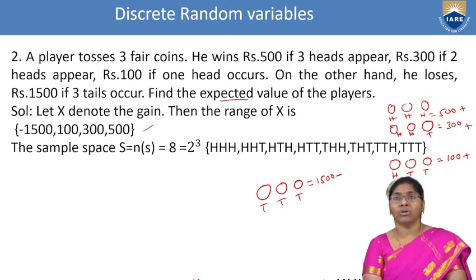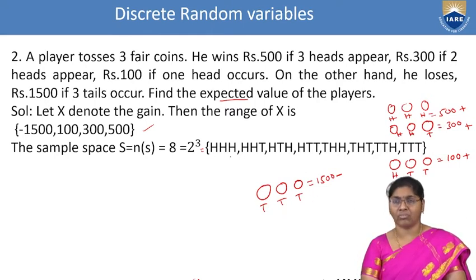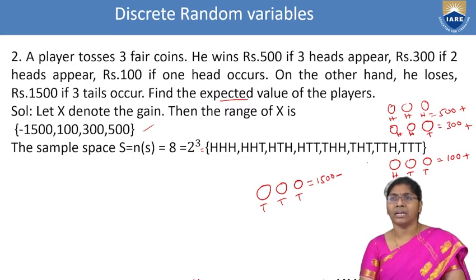Next, the sample space S, n of S equal to 2 cube, that is nothing but 8. Randomly we are using the 3 coins at a time. We get 3 heads. Next, 2 heads and 1 tail: head, tail, head; head, tail, tail; tail, head, head; tail, head, tail; tail, tail, head. And finally, all are tails.